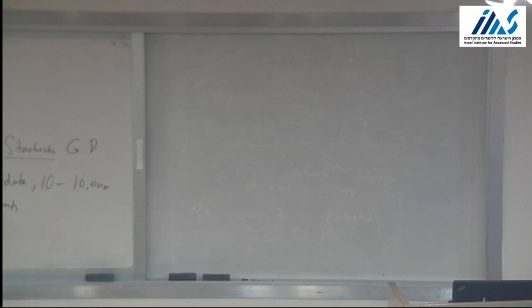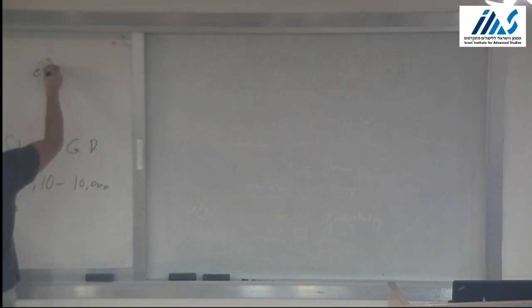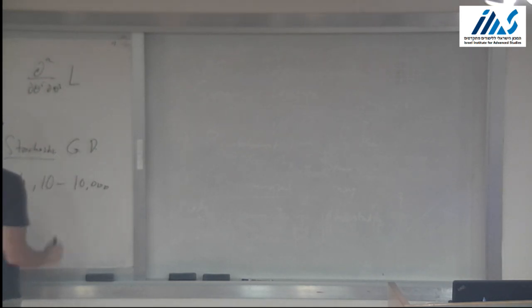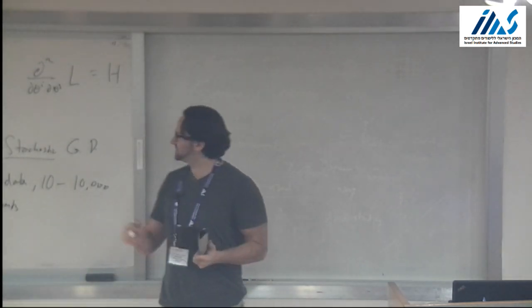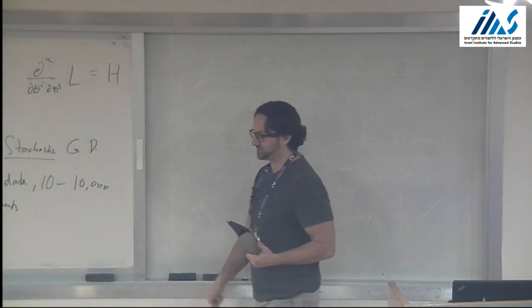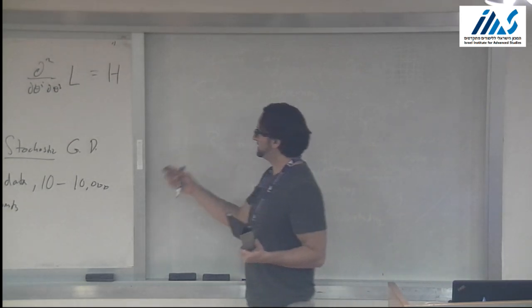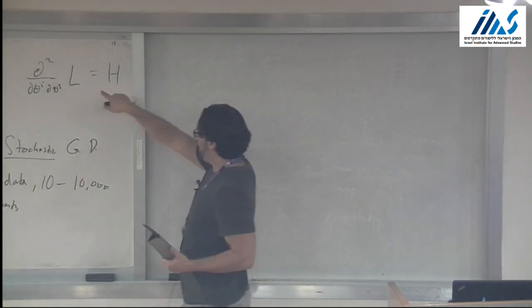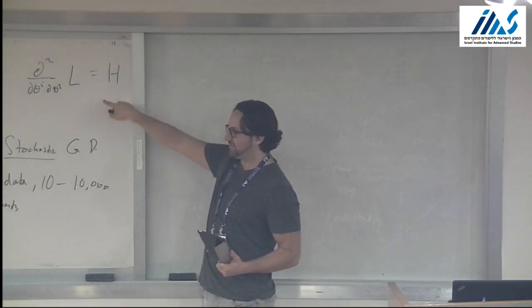But the second derivative is d squared over d theta_i d theta_j of the loss. This is the Hessian. Newton's method uses the Hessian. But if there are 1 million neural network parameters, then this is a 1 million by 1 million matrix. If there's 1 billion neural network parameters, then it's even worse. In other words, this is some very, very big object.